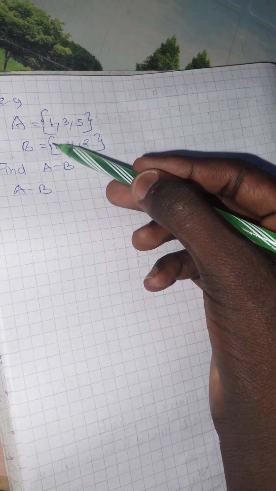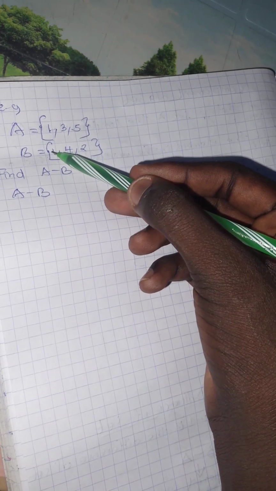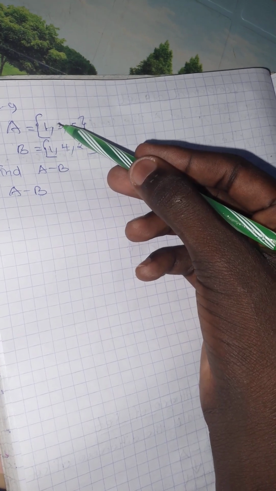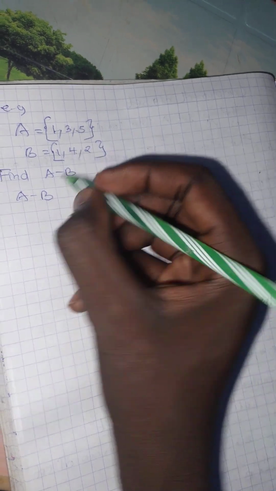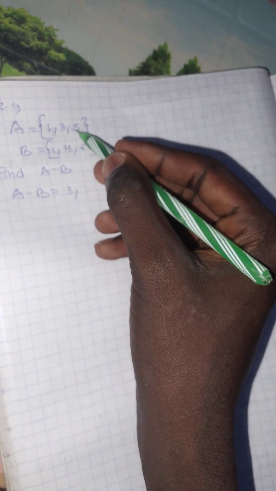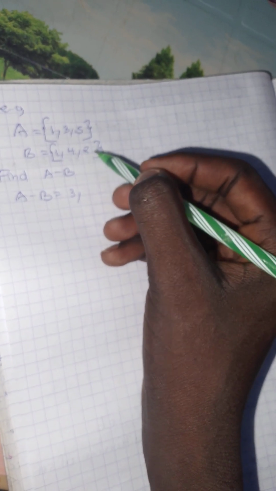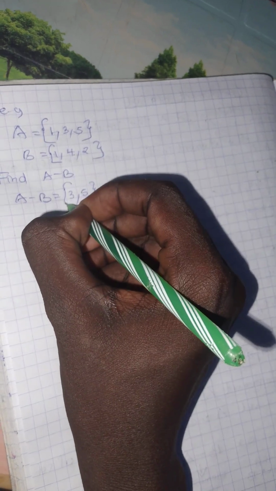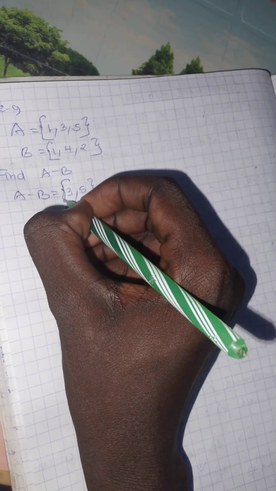1 is in A and it is in B, so it's not included. 3 is in A but not in B, so we will write 3. 5 is in A but it is not in B, so we will write 5. These are A minus B.